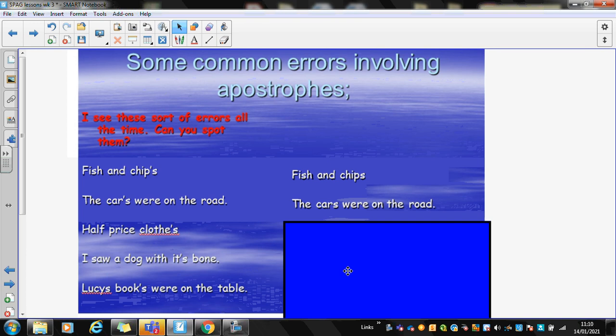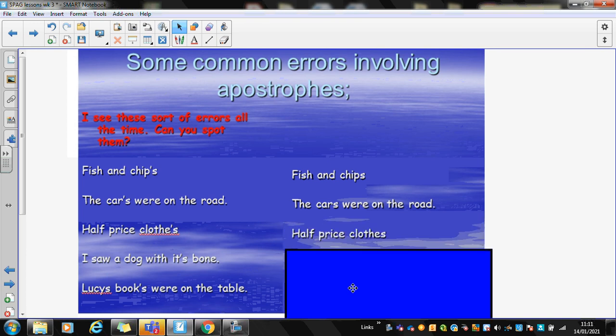I think you guessed what I'm going to say now, don't you? Half-price clothes. Does anything belong to the clothes? So put it after the clothes. No, nothing does. We do not need an apostrophe.